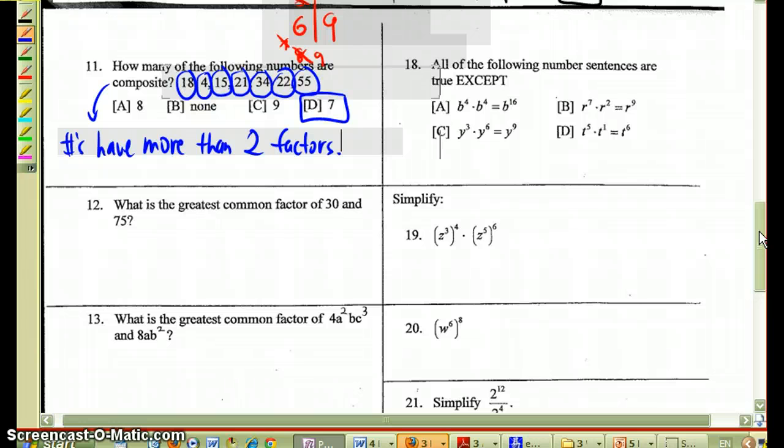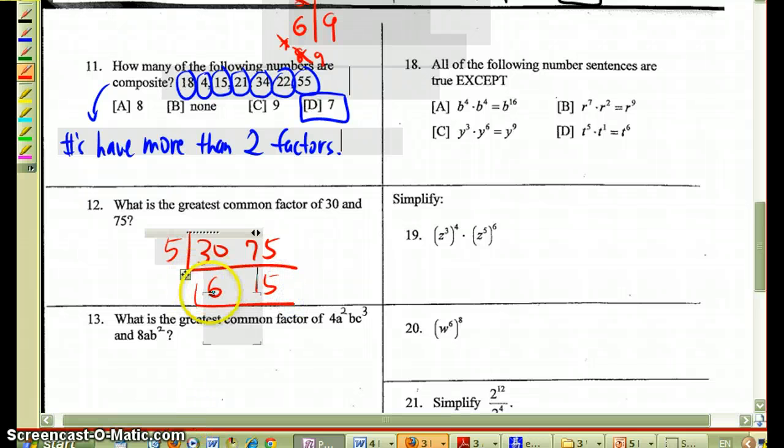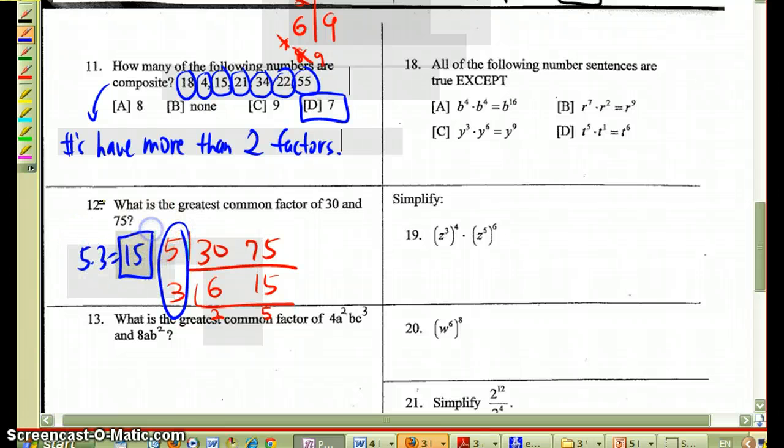I'm going to work number 12. What is the greatest common factor for 30 and 75? I'm going to do hockey sticks, find out what divides by both, which is going to be the number 5. Okay, and I'm going to get 6 and 15. Then I'm going to do another hockey stick. 6 and 15 can both divide by 3, giving me 2 down here and 5 over here. I cannot do another hockey stick, so the greatest common factor would be to multiply the side numbers. So 5 times 3 makes 15. That's my greatest common factor.